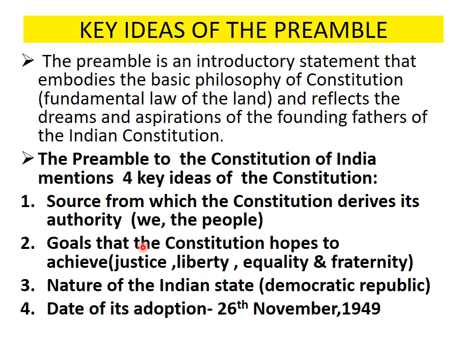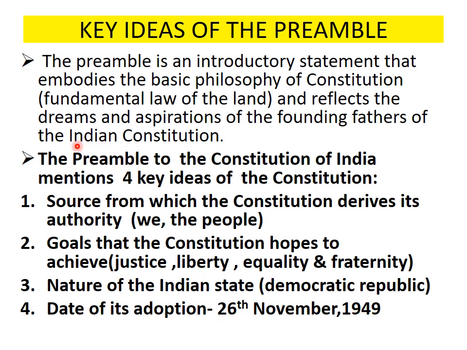Second is, what are the goals that the constitution wants to achieve? The constitution wants to achieve justice, liberty, equality, and fraternity. So these are the goals that the constitution makers wanted India to achieve. Third is, what does it say about the Indian state? It says that India is a democratic republic. And lastly, what does it mention? It mentions the day on which it was adopted and enacted, that is 26 November 1949.